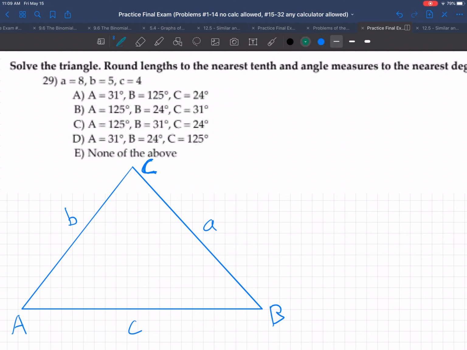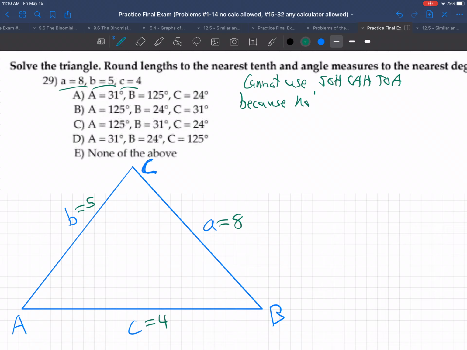Okay, what are they telling us? They're saying little a is 8, side length 8. Little b is 5, and little c is 4. So how are we going to find the angles? First off, we cannot use any kind of SOHCAHTOA stuff. Why can't we use SOHCAHTOA? Because it's not a right triangle, right? You can only use SOHCAHTOA for right triangles. We don't have a right triangle here.